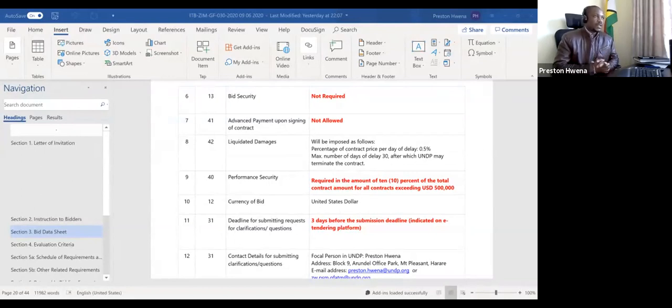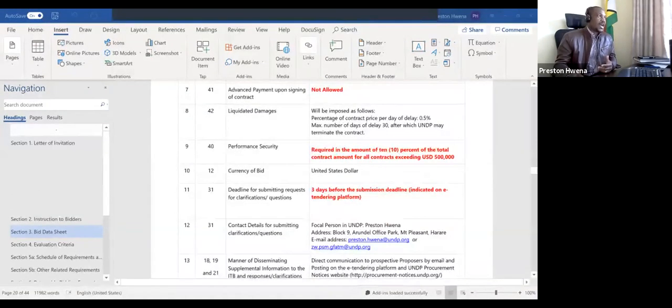In terms of the currency for this bid, it's strictly United States dollars. So don't provide your quote in ZW or in RTGS or in any other currency. But we expect United States dollars, and UNDP will also pay you in United States dollars. So you also need to have your Nostro, FCA Nostro account.